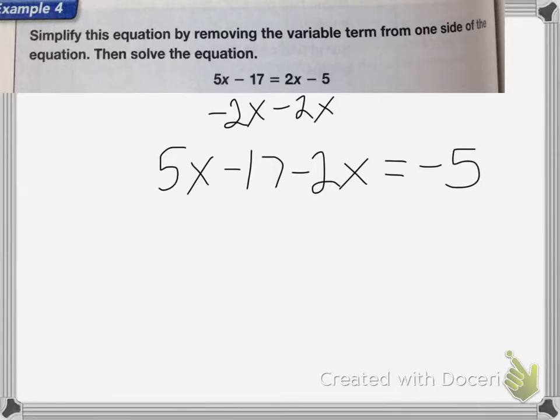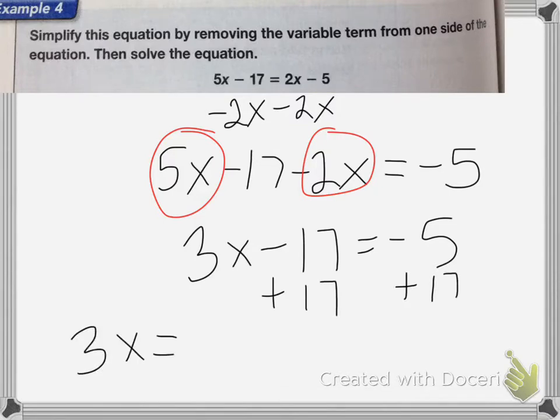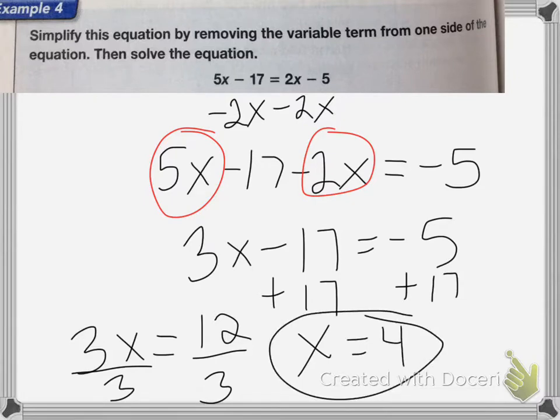Then I combine my like terms, and I end up with 3x minus 17 equals negative 5. I now have to add the 17 to both sides, so I get 3x equals 12. Divide both sides by 3. X equals 4 as my final answer.